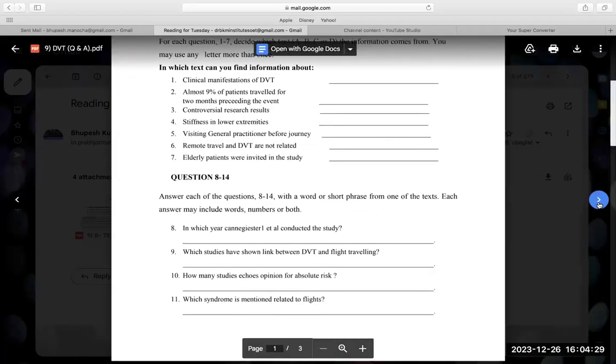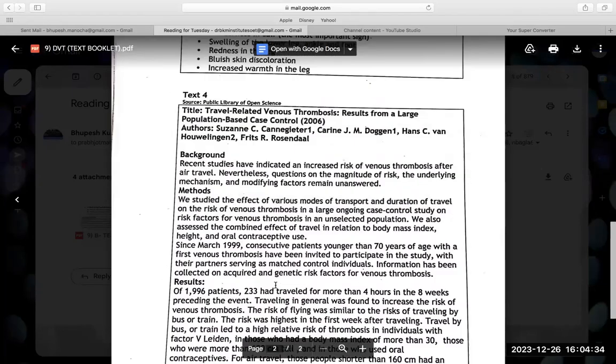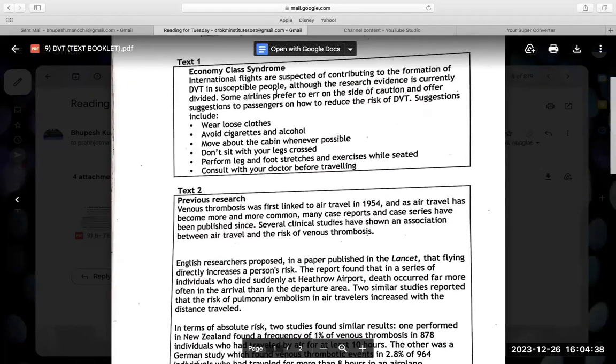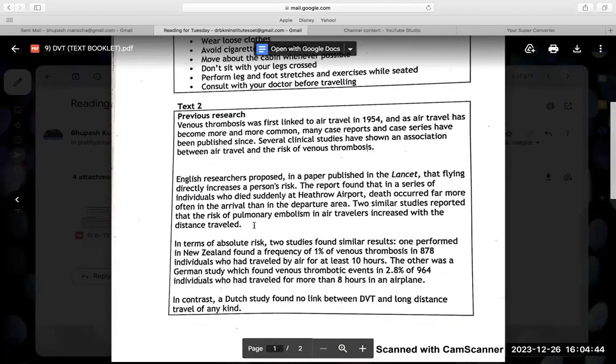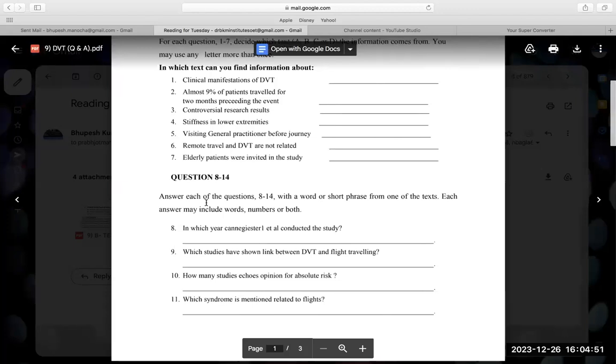Controversial research result should be B. In contrast, word was given. No, sir, it's A. How come? A, is it given? Some are divided. Okay, research evidence is currently divided. But in this case, even if you have done B, then also it's fine because contrast. I think you all would have done B, right? Yes, B, sir. Yes, sir.